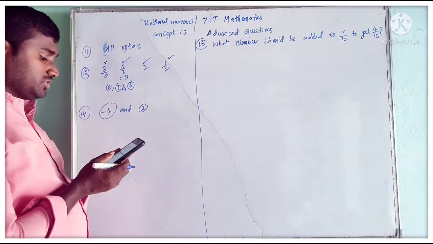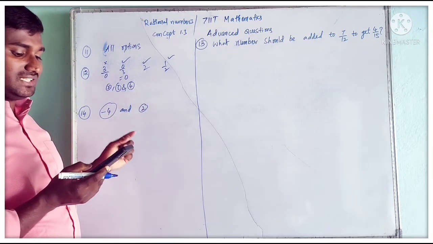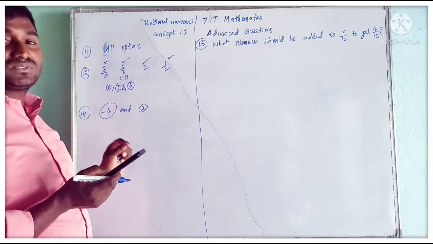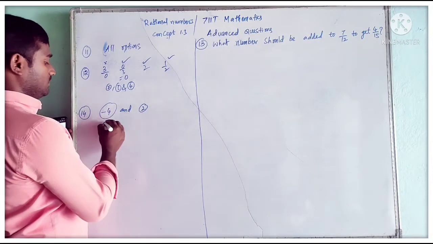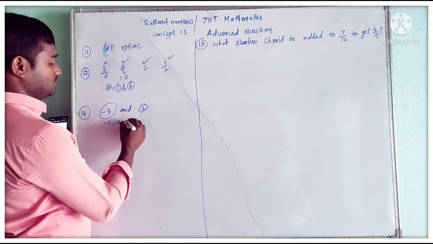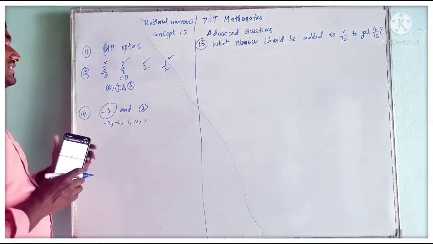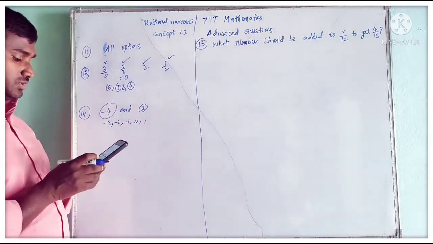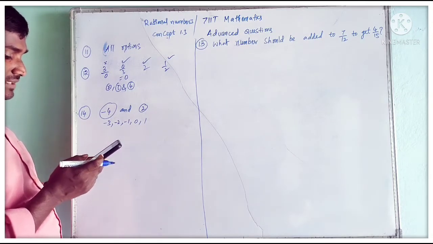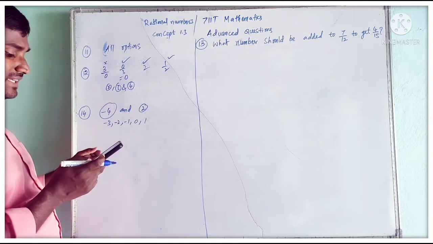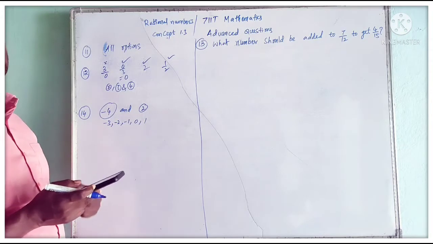Next, the 14th question. Which of the following are multiplicative inverses of the integers lying between minus 4 and 2? The integers lying between minus 4 and 2 are minus 3, minus 2, minus 1, 0, 1. These are the 5 integers. We need to find which of the given options are multiplicative inverses of these integers.